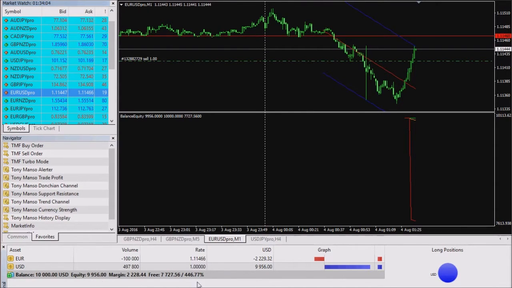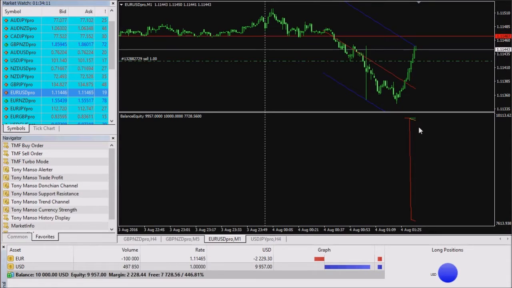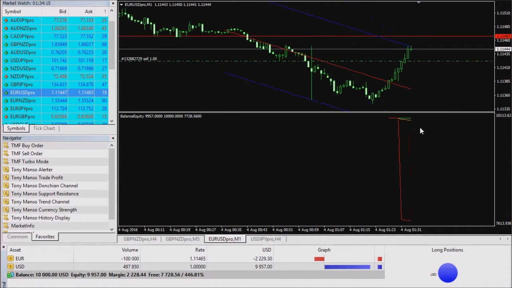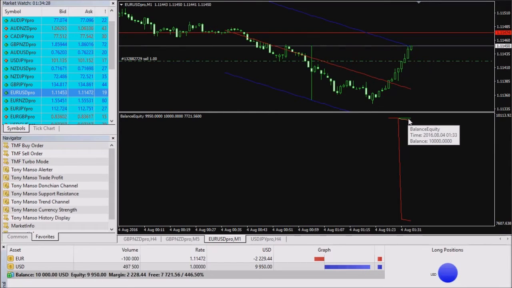All right. So now it's been a couple of minutes, and if you notice, this little orange line here is, I'm going to make these bars bigger so you can see it better. Okay. So now the orange, or yellow, is my equity. Green is the balance. Balance doesn't change until I close a trade.